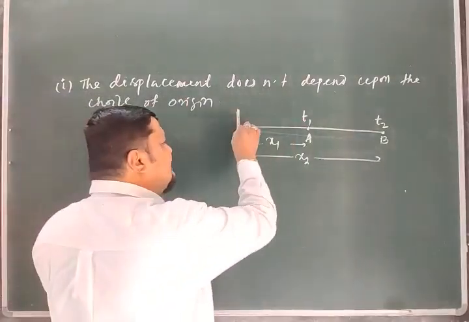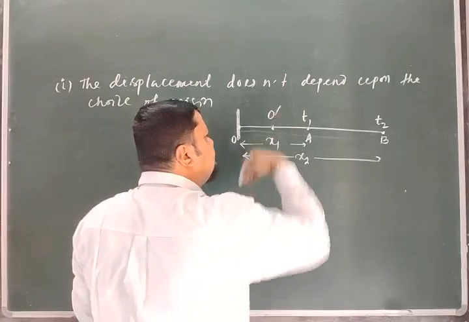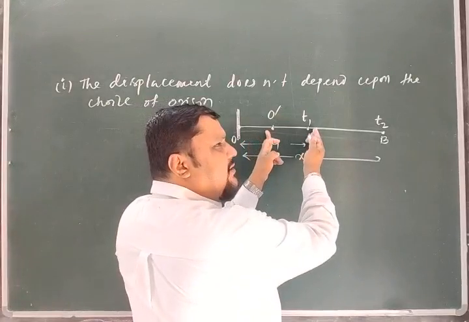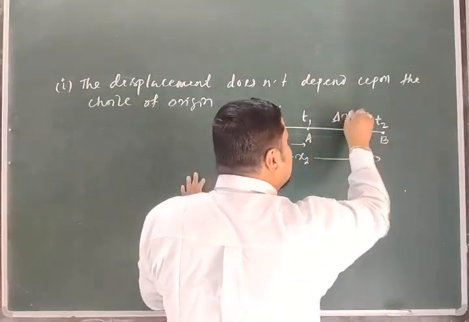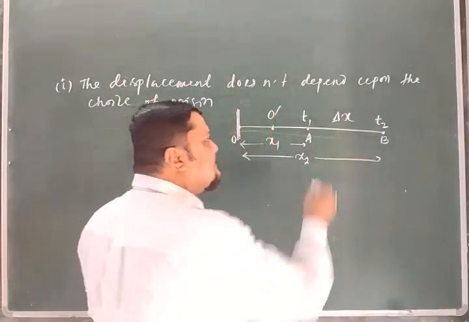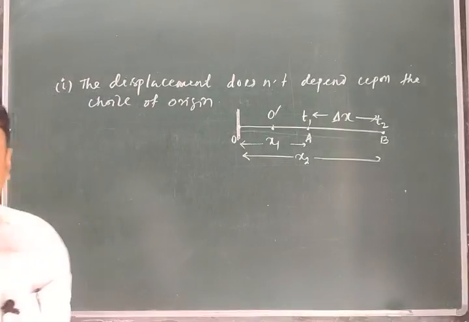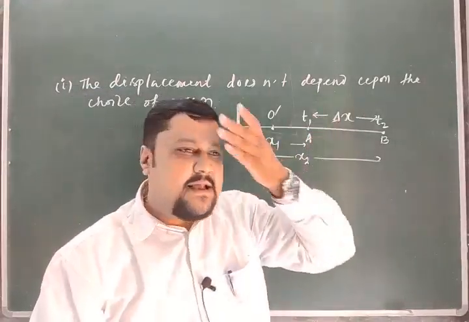Suppose your origin is here, you are standing here, suppose you come to this point O dash. From here if you measure, obviously this distance is not x1 and this is not x2, but delta x remains the same. What is this delta x? This is the delta x. You are finding the displacement, that gives you the delta x. So the displacement is fixed.